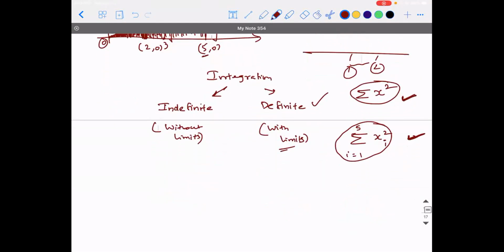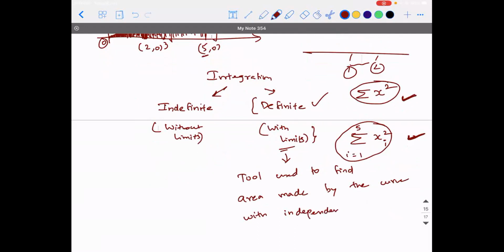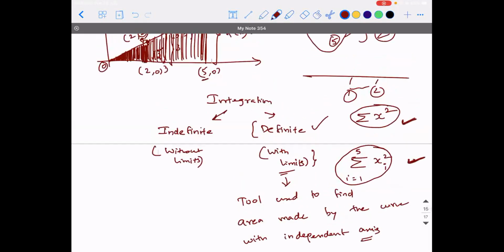Definite integrals are basically a mathematical tool used to find the area made by the curve with the independent axis. So definite integrals are a tool which is used to find the area made by the curve with the independent axis. What do I mean by independent axis here? So this is the curve f of x.